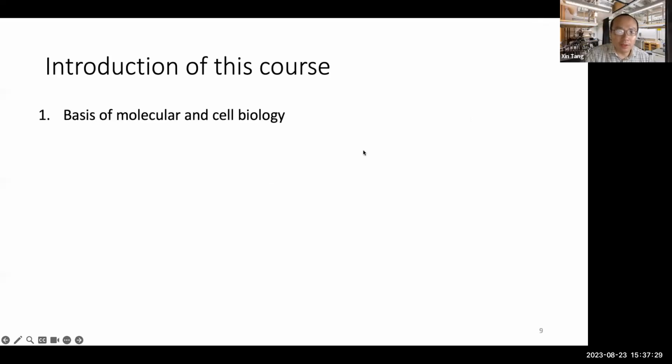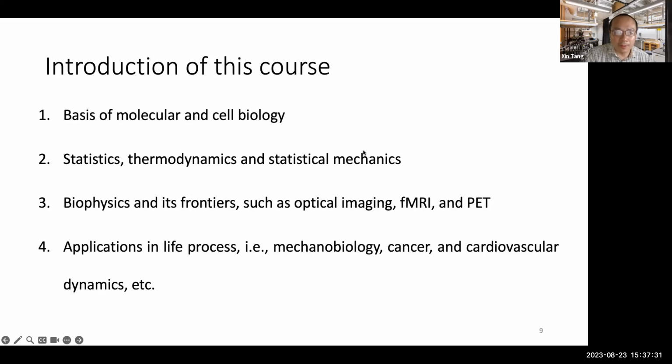Okay, so in the class we will mostly follow this structure. Firstly, we will give some basic introduction to molecular and cell biology, so then we know what our samples are. And then we will introduce basic physics and mathematical tools, like statistics, thermodynamics, and statistical mechanics.